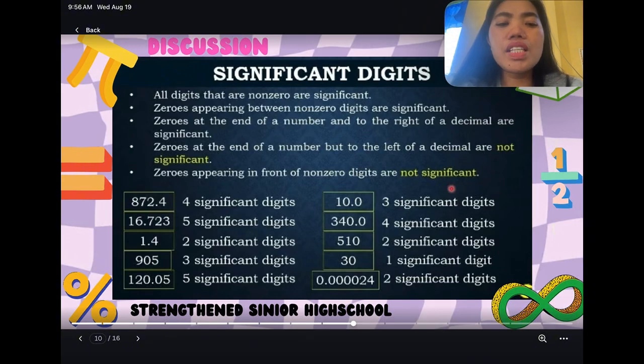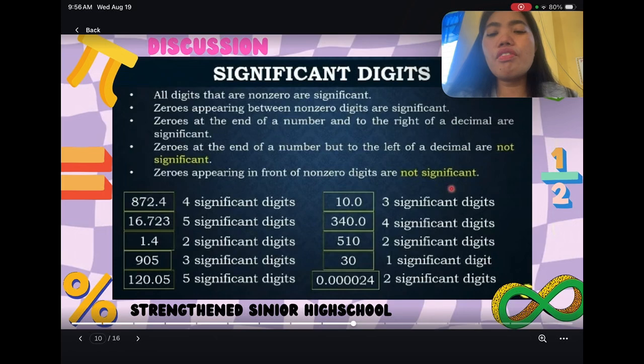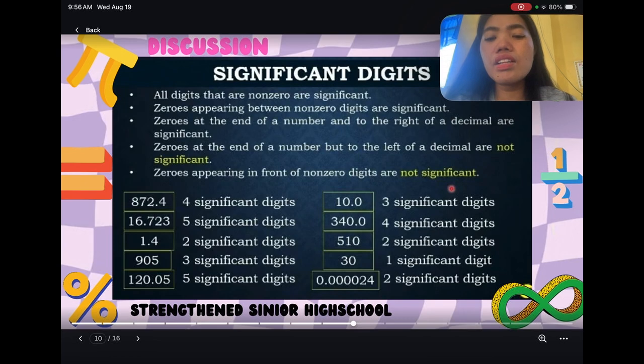Then we have 16.723. There are 5 significant digits. 1.4, there are 2 significant digits. 905, there are 3 significant digits. 120.05, there are 5 significant digits. Then 10.0, there are 3 significant digits by definition. Then 340.0, there are 4 significant digits. Then 510, there are 2 significant digits. 30 is 1 significant digit. Then 0.00024, there are 2 significant digits.